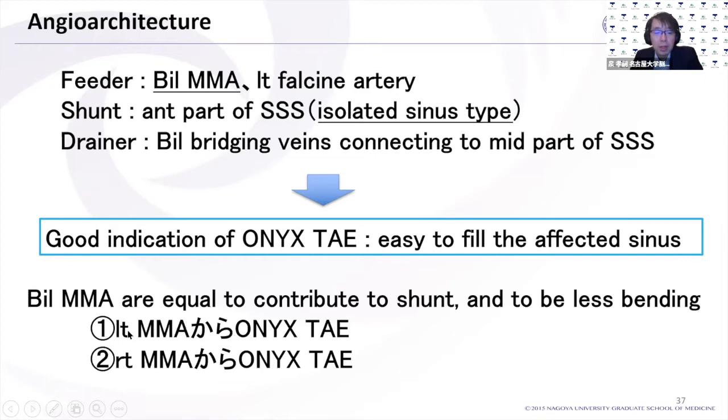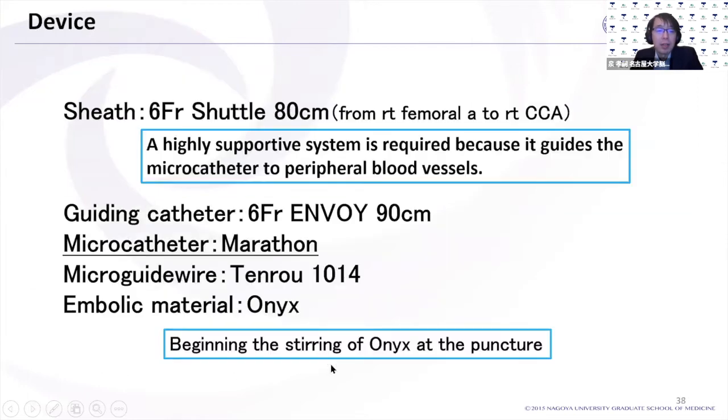In this case, at first I attacked the left side, and if complete occlusion is achieved, treatment is done, but it failed. The second was the right side. We can embolize. Here, I use a 6 French Shuttle sheath, which I like for dural AVF treatment because a highly supportive system is required to guide the microcatheter to peripheral blood vessels.